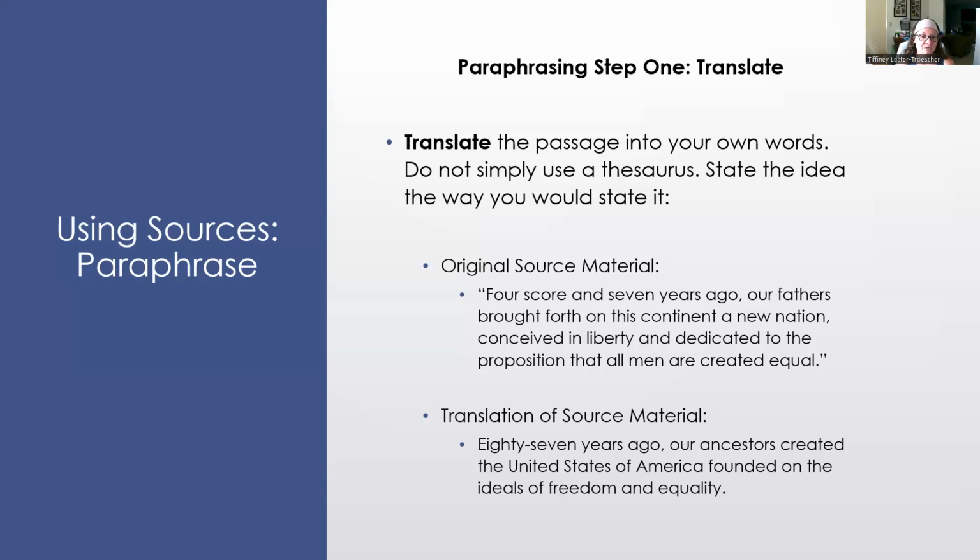We have our original source material, and it's the start of the Gettysburg Address. "87 years ago, our fathers brought forth on this continent a new nation, conceived in liberty and dedicated to the proposition that all men are created equal." So if we're going to use that information in our source, and we're going to paraphrase it, because it's very short, it's one sentence, there's no way to summarize it.